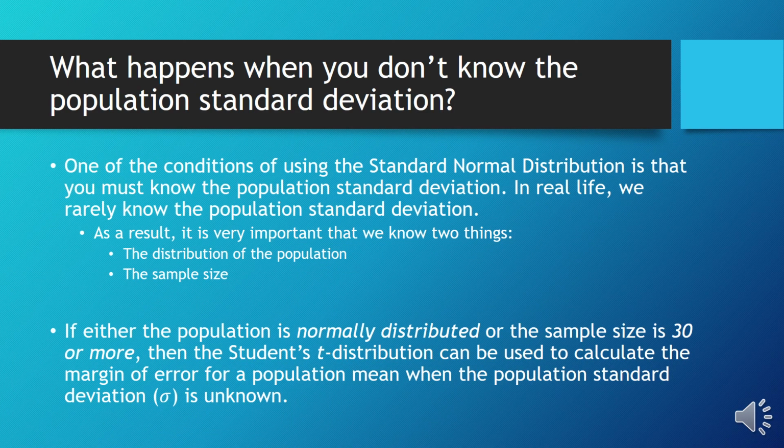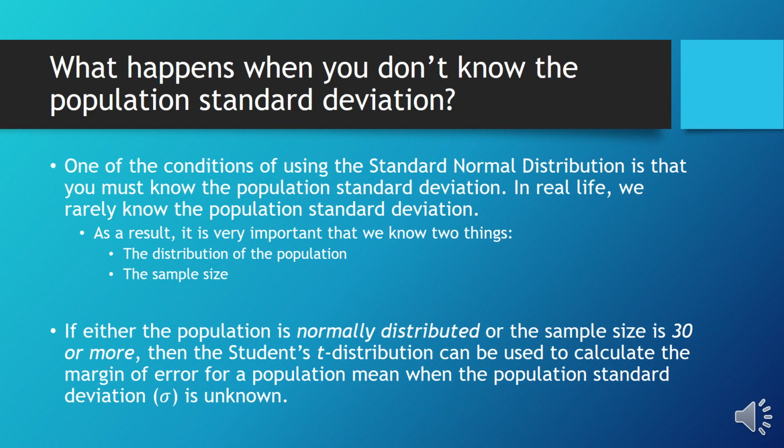So let's talk about what happens when you don't know the population standard deviation. As we just mentioned, one of the conditions of using the standard normal distribution is that we have to know the population standard deviation. In real life, we rarely know it. In fact, if you did know the population standard deviation, that would indicate you would also be able to find the population mean, so you wouldn't need to construct a confidence interval. You would already know the population mean.